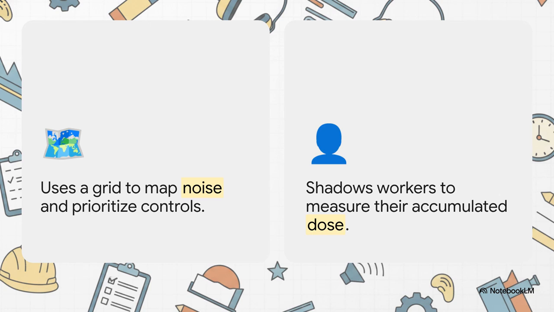Over on the left, we have the Area Sound Level Survey. Here, the investigator walks a predetermined grid right around the factory floor with a handheld meter, mapping out the machinery noise. This is huge because it helps us find the loudest machines, so we know exactly where to prioritize physical engineering controls. Then, on the right, we have personal noise dosimetry. This approach completely ignores the room and instead shadows a specific worker, measuring exactly what their ear receives throughout their unique routine, giving us their true personal accumulated dose.